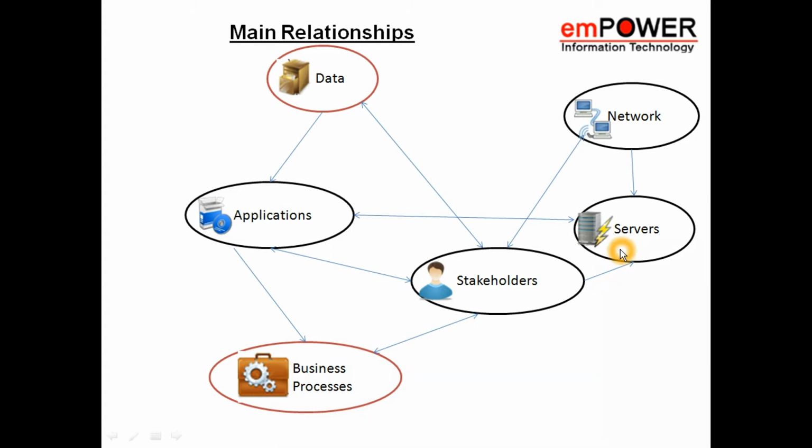If we look at the server, it hosts several applications, is supported or administered by stakeholders, and belongs to a network. A network connects servers supported or administered by stakeholders. Data is stored within applications and owned, managed, or used by stakeholders. Business processes consist of multiple applications and are used, maintained, or owned by stakeholders. As we can see, stakeholders are related to all other resources.